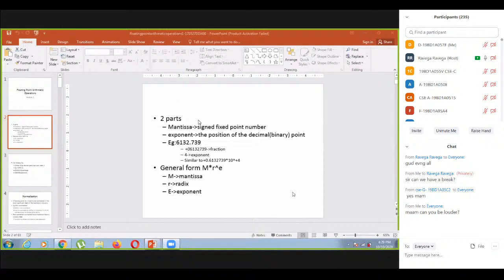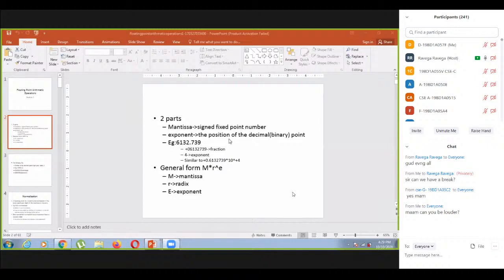Floating point arithmetic operations have two parts. The first part is called the mantissa part and the second part is called the exponent part. Coming to the example, 6132.739. Here you remove the decimal point and represent the total number. The total number consists of 8 digits, 00613273, hmm, so this is the fraction number.